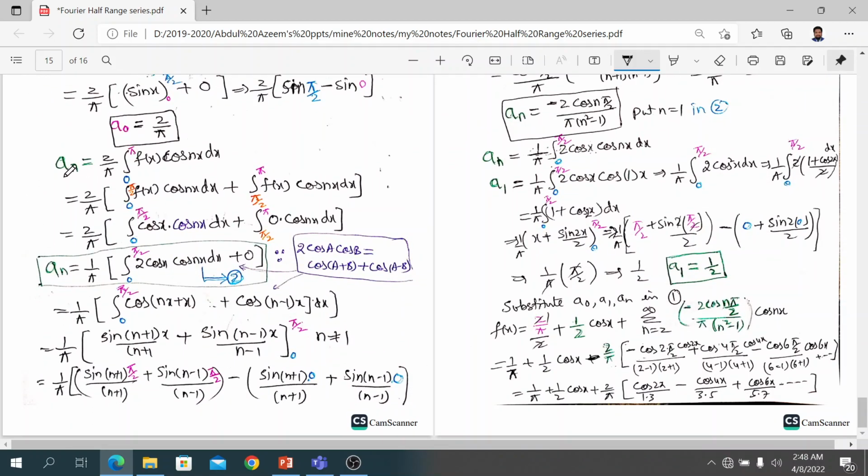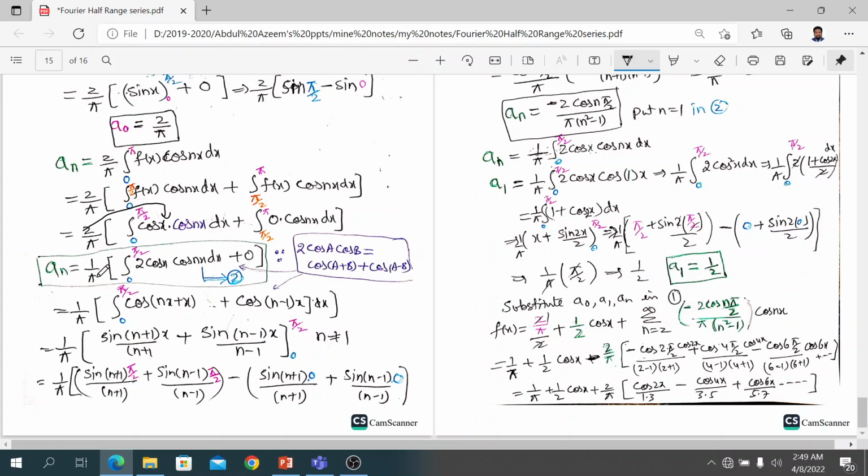So a naught value is 2 by pi. Now here, an formula is 2 by pi integration 0 to pi f of x cos nx. Here 0 to pi, so I can write as 0 to pi by 2 f of x cos nx dx plus pi by 2 to pi f of x cos nx. So between 0 to pi by 2, f of x cos nx as it is dx, plus pi by 2 to pi f of x value is 0. 0 into something is 0. Now here these two take inside.